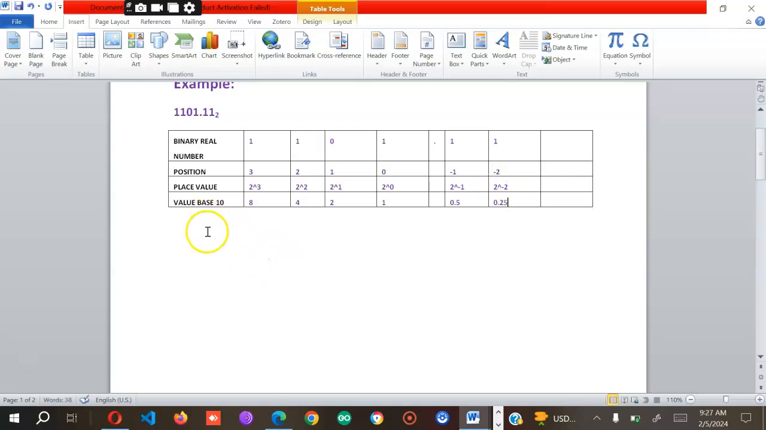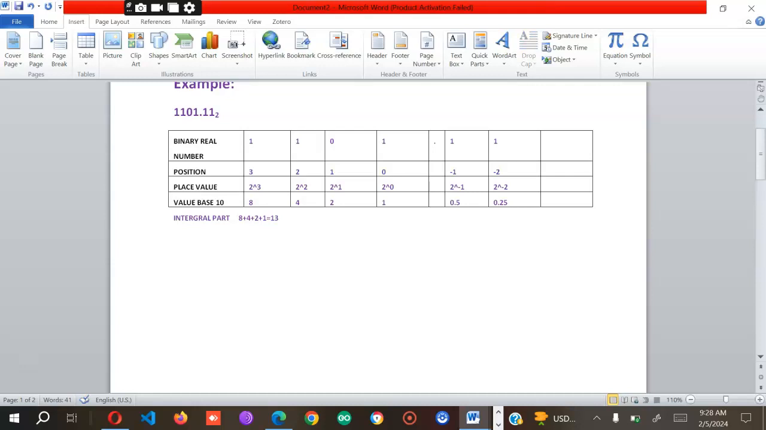Okay, after that, the next step is to add the integral part. For the integral part, we have 8 plus 4 plus 2 plus 1, which is giving us a total of 13.